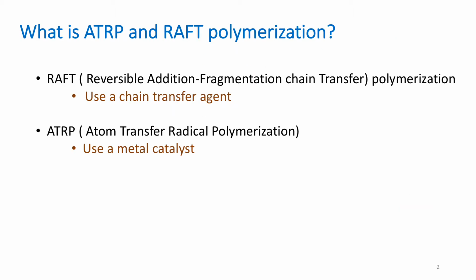RAFT stands for reversible addition fragmentation chain transfer polymerization. So this is one technique of polymerization, and it uses a chain transfer agent to control the polymerization. ATRP stands for atom transfer radical polymerization. It usually uses a metal catalyst to control the polymerization. So both methods are controlled polymerization methods, which give well-defined polymer structure.